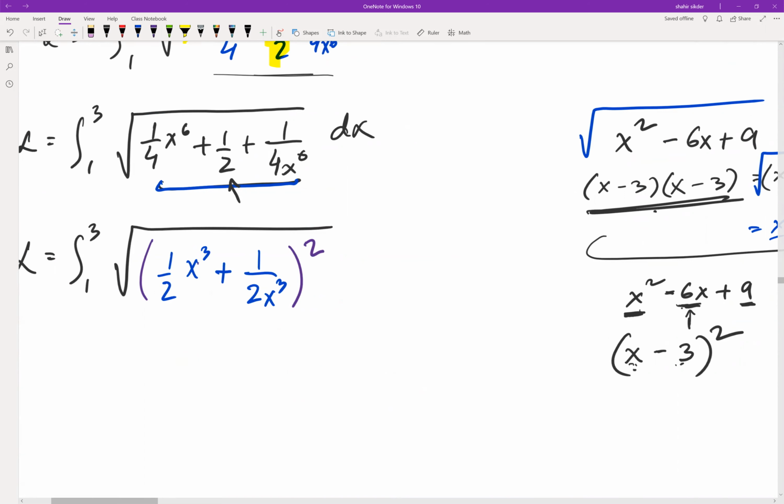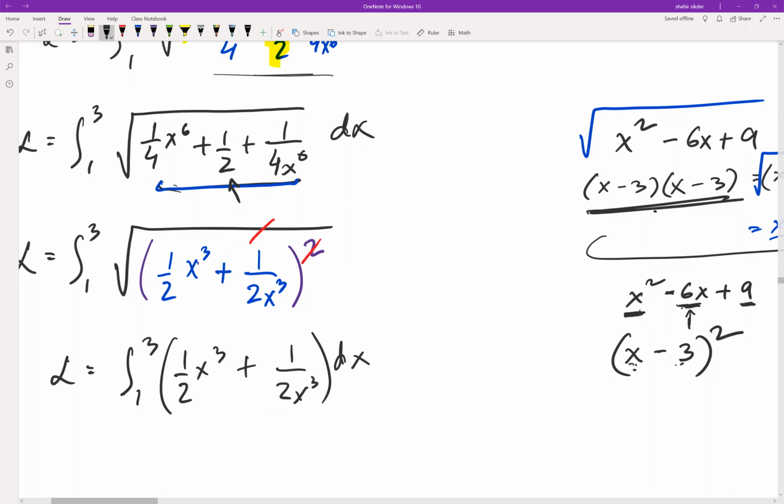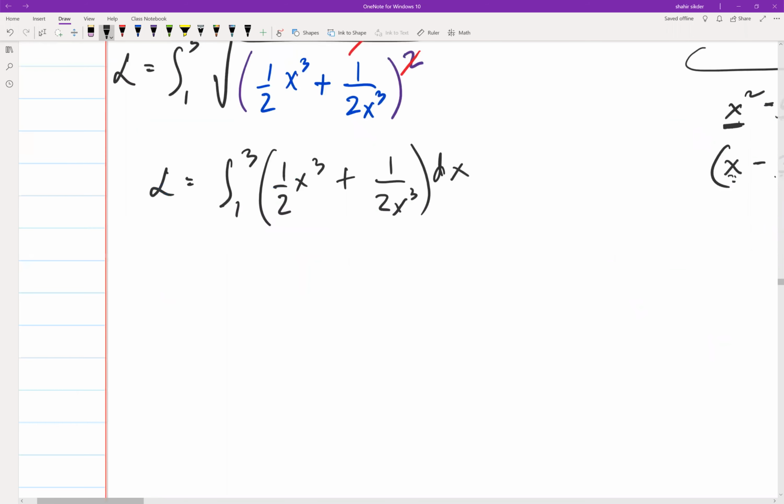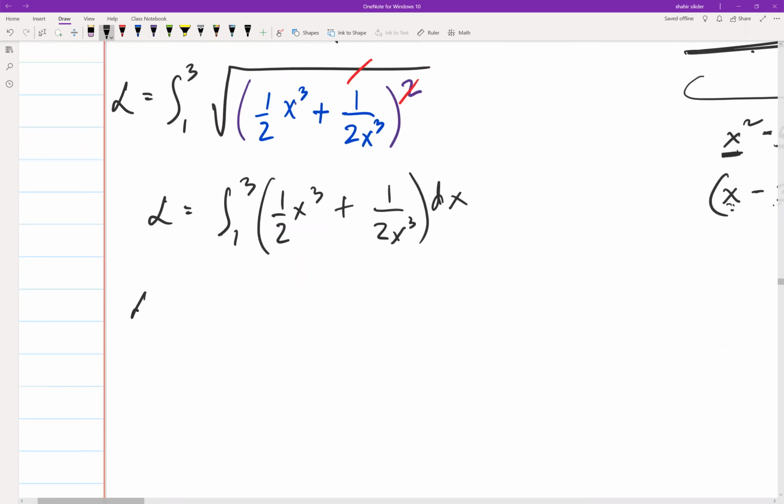If you didn't like this method, you can try factoring this out. You should end up getting this. So bam, these are gone. Now life is much easier. So you can really write it as the integral from 1 to 3 of 1/2 x cubed plus 1/2 x cubed dx. Without a radical, now you can take the integral of each individual term, meaning what would be the integral of this?